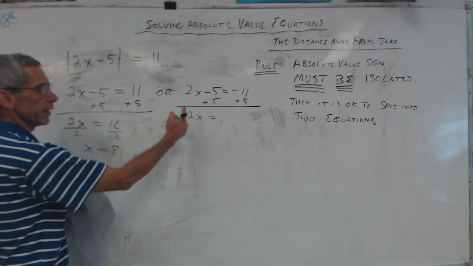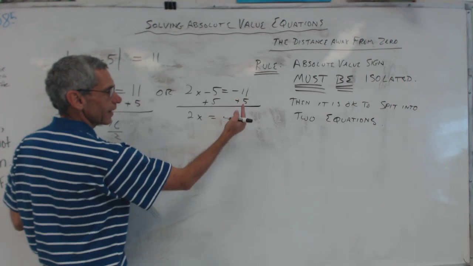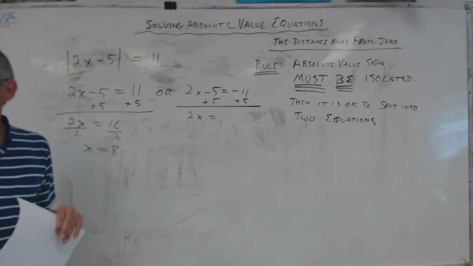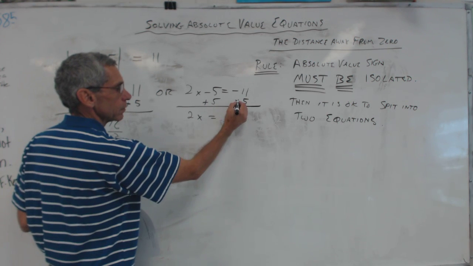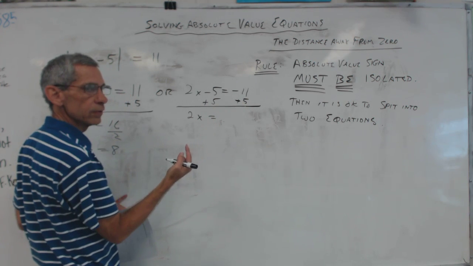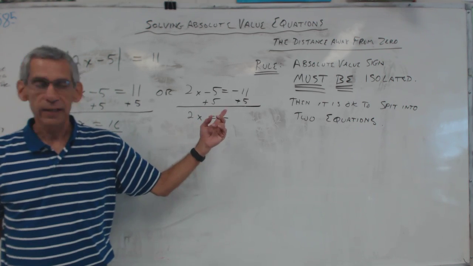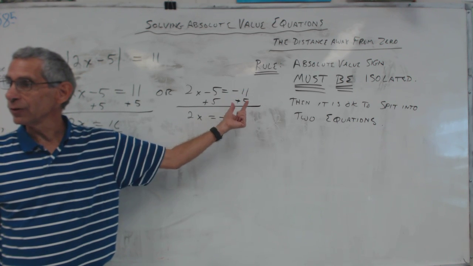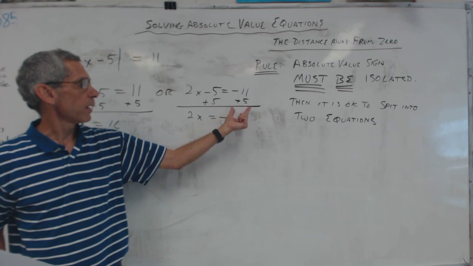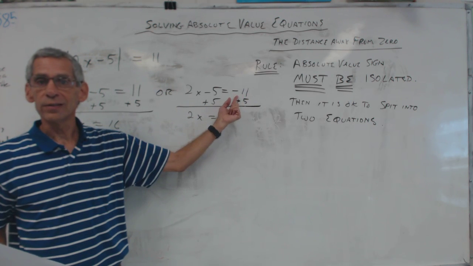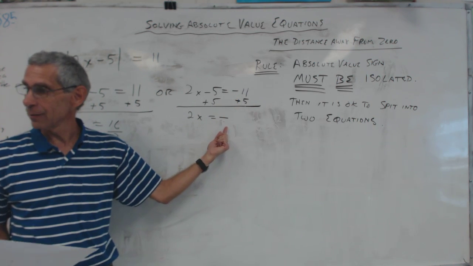And now my second one, I'm going to add 5 to both sides. I've got 2x is equal to negative 11 plus 5. So is that going to be negative or positive? Negative. Negative 11 plus 5 is going to be negative, right? Do you remember that rule we said? The number with the bigger absolute value? Now we know what absolute value is. The bigger absolute value is the 11. What's the sign in front of the 11? Negative. Therefore, when I'm adding, the answer's got to be negative.